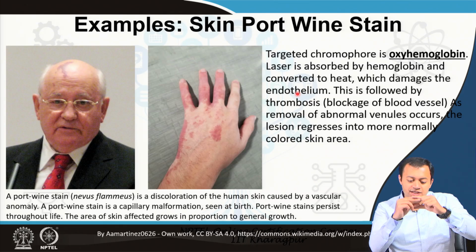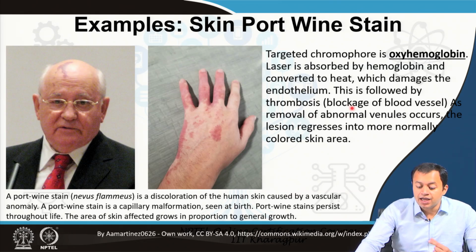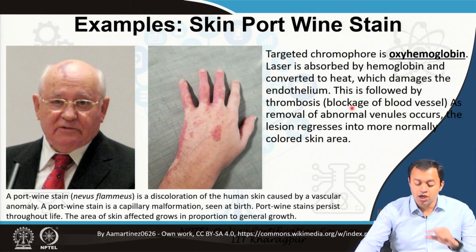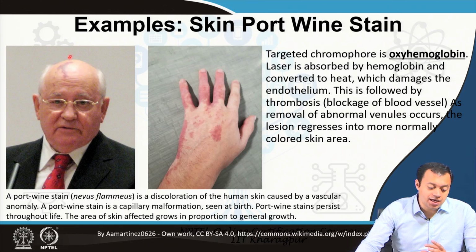This is dissipating the heat, and this is damaging the endothelium, the inner layer of this malformed capillary. This is followed by thrombosis, blockage of blood vessels, and if the blood is removed or a clot is formed after a certain time, the lesion regresses into a more normally colored skin area, meaning you are destroying these abnormal capillaries that have formed here. You are sending a laser light that is absorbed by the hemoglobin flowing through. This hemoglobin is dissipating the heat. That heat is destroying the inner cellular layer of the capillary. The capillary is getting damaged.